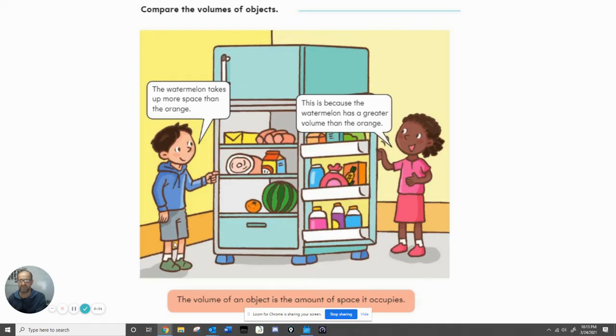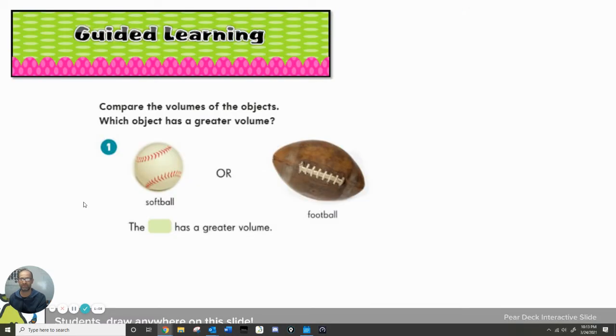Hey, look at these guys comparing. The watermelon takes up more space than an orange. This is because the watermelon has a greater volume than the orange. The volume of an object is the amount of space that it occupies. Got it? Get it? Good.